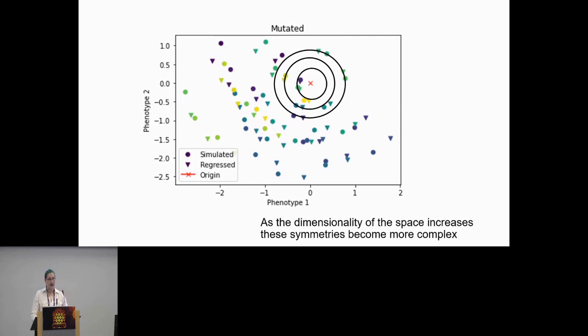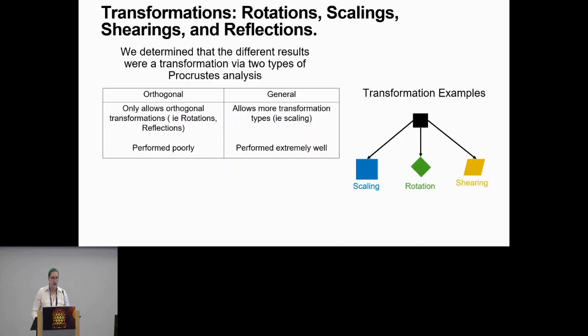And as the dimensionality of the space increases, these symmetries only become more complex. Now, the first thing we had to do was make sure that our regressed landscape was actually a transformation of our simulated one. To do this, we performed two different types of Procrustes analysis. Firstly, we performed orthogonal Procrustes analysis, which only allows transformations like rotations and reflections. And that performed very poorly.